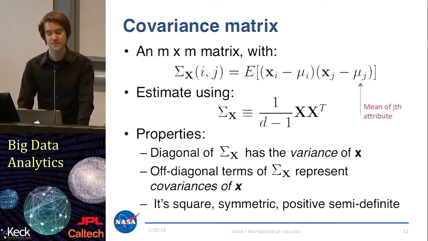Well, the diagonal terms have the variance of the different attributes of X. And the off-diagonal terms, like I said, represent the covariances of X. The matrix itself has some unique and important properties. In particular, well, it's square, obviously, and it's symmetric. But it's also a special class of matrices known as positive semi-definite. And every positive semi-definite matrix is a valid covariance matrix, and vice versa. And it will be important to maintain this property of positive semi-definiteness in the future, particularly as we look at the nonlinear analogs.